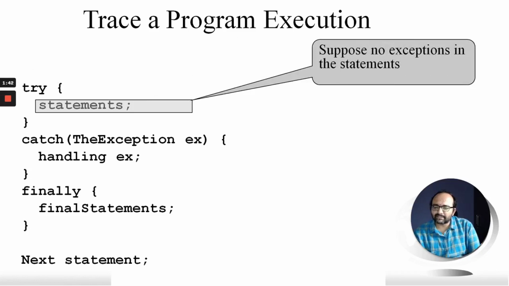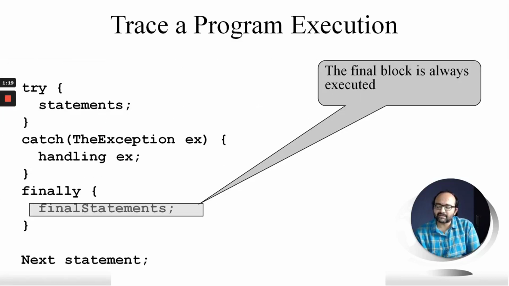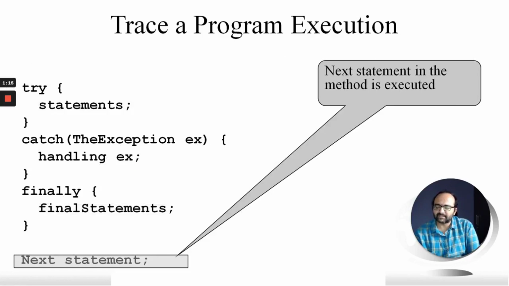Now look at the trace of program execution here. Let us consider a try block containing some statements. Suppose there are no exceptions in these statements inside the try block. In such a case, control will be transferred directly to execute the statements inside the finally block, and later it will execute the next statement like this.